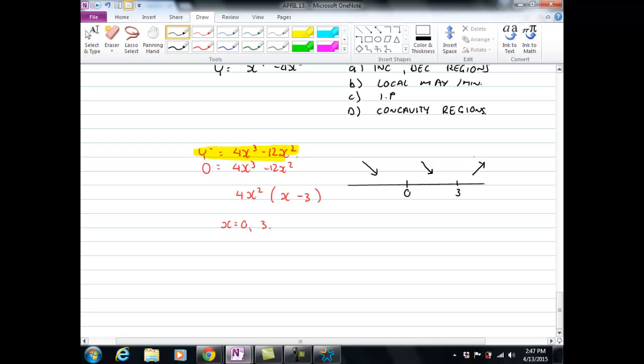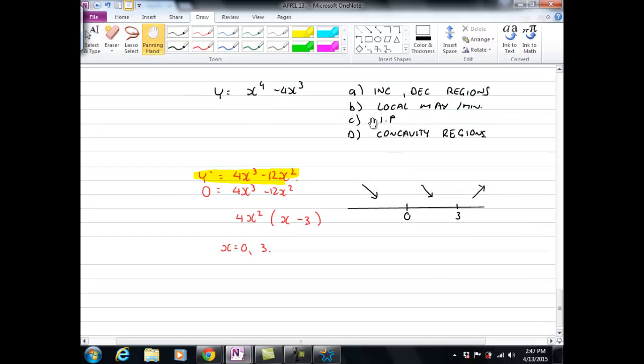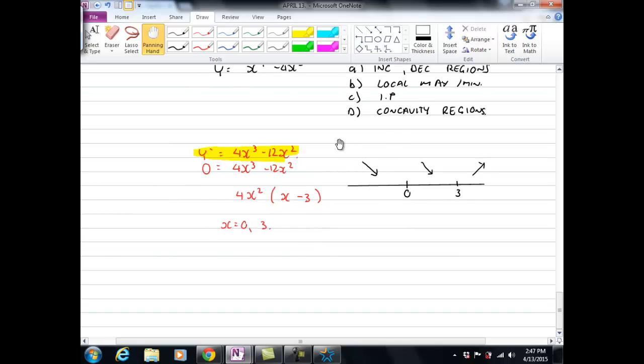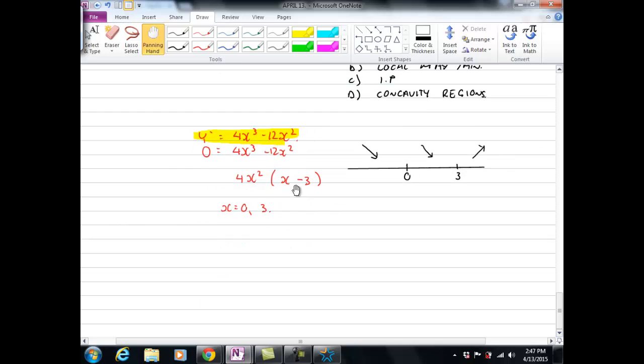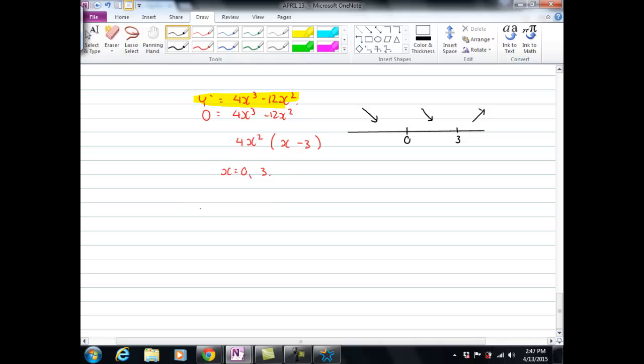Now, in order for you to understand and explain how this goes down, down, up, we need to know something called my inflection point. Because from the inflection point, maybe it gives me a little hint of how the graph looks. To do the inflection point, I no longer work with my first derivative. I need my second derivative. Double prime. So you can actually do this now on your own. So that gives you 12x squared minus 24x.